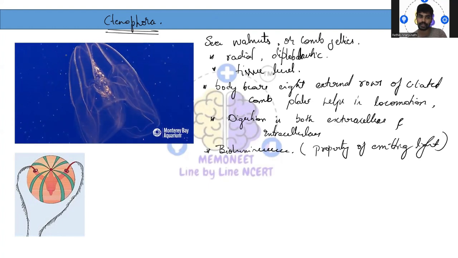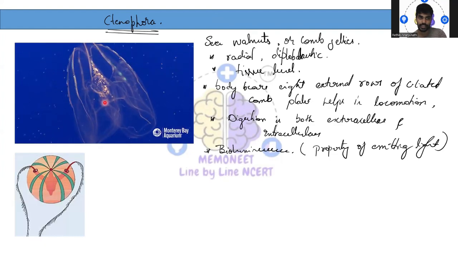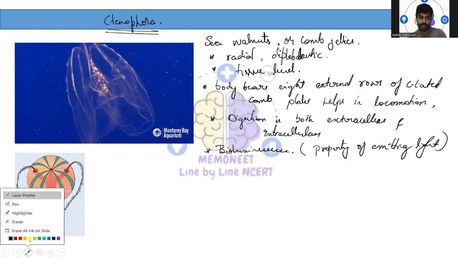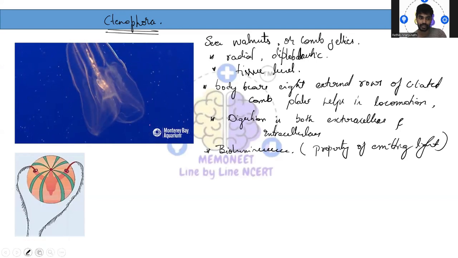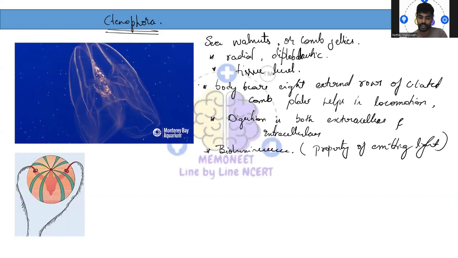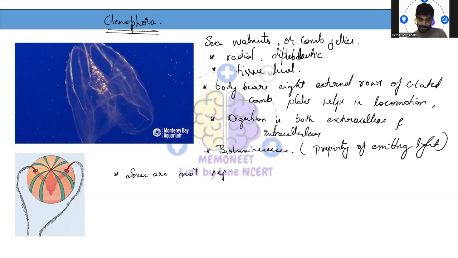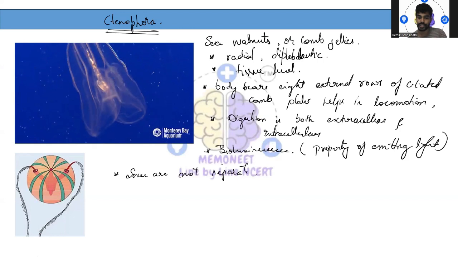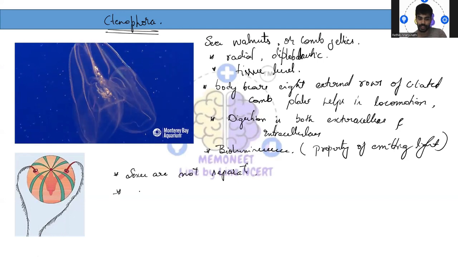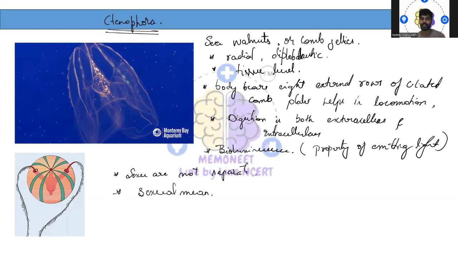As you can see in the picture or image, you're seeing that it is actually illuminating light, right? So this kind of property can be seen in this phylum, which is very important. Then sexes, they are not separated. So reproduction takes place by sexual means, not asexual.